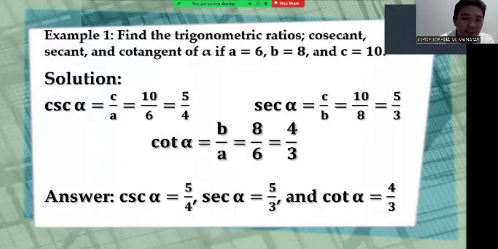The C is 10, so the A is 6. So the cosecant alpha is equal to 10 over 6, or 5 over 3. For the secant, alpha is C over B, so C is 10, B is 8, so secant alpha is equal to 10 over 8, or simplified as 5 over 4. Then the last one is the cotangent alpha. Cotangent alpha is equal to B over A. So the B is 8, the A is 6. So cotangent alpha is equal to 8 over 6, or 4 over 3. So the answers are: cosecant alpha is equal to 5 over 3.